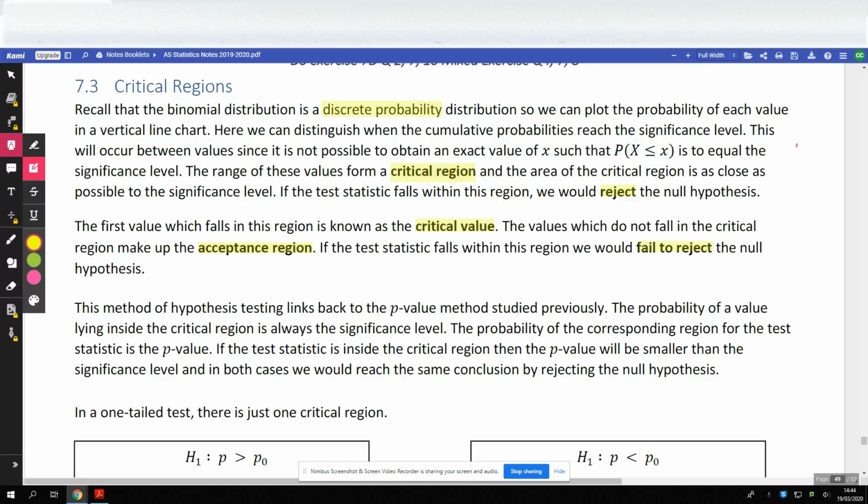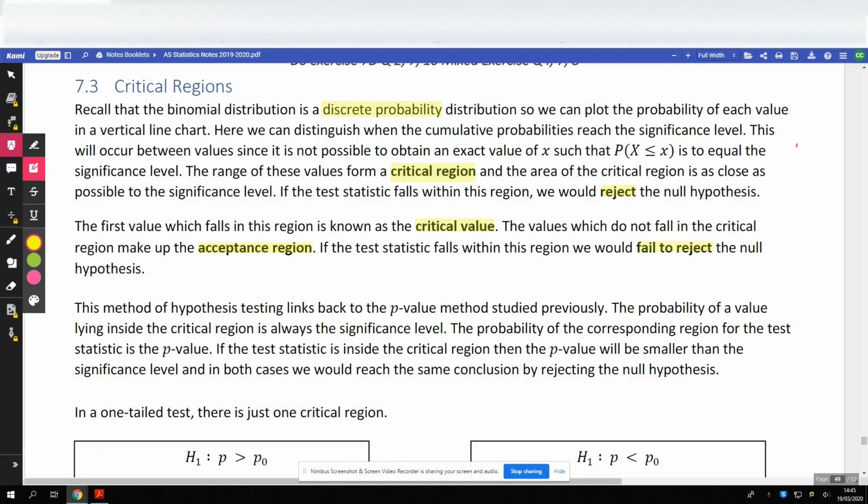This video is focusing on AS hypothesis testing, critical regions. We're looking at the binomial distribution and the hypothesis test that goes with the binomial distribution. If you haven't read this part of the notes, I suggest that you pause the video and have a look at it. I have highlighted some of the key information within this section.